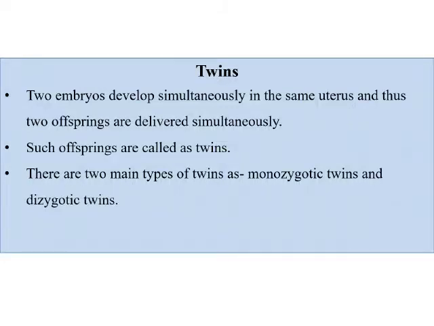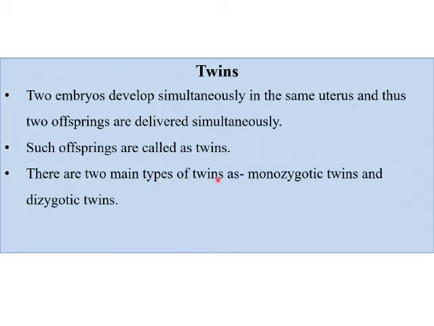The next topic is related to twins, where two embryos develop simultaneously in the same uterus, and thus two offspring are delivered simultaneously. So in this case, two embryos are developing simultaneously, and that results in the formation of two offspring. They may be two girls, two boys, or one boy and one girl. Such offspring are called twins.